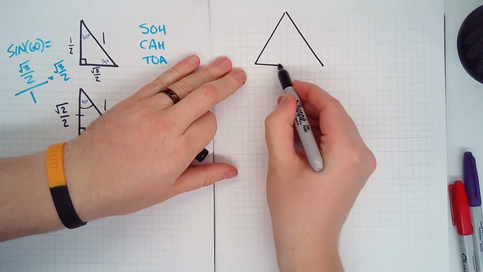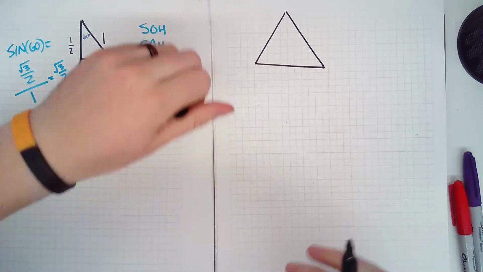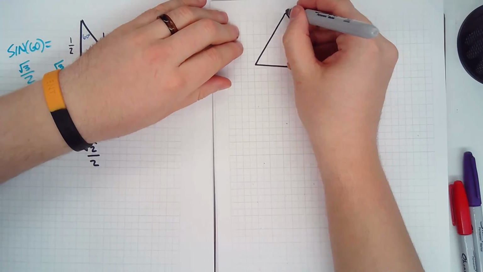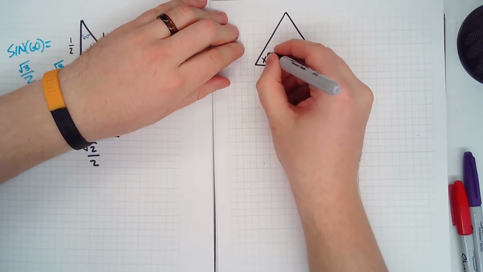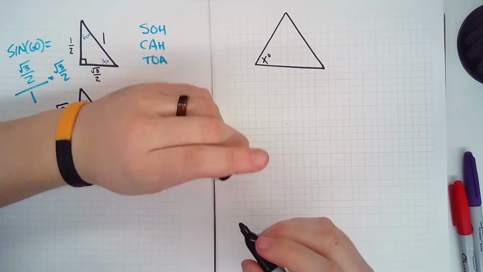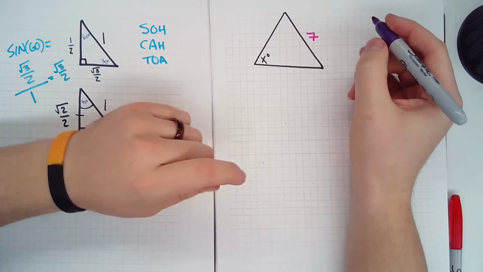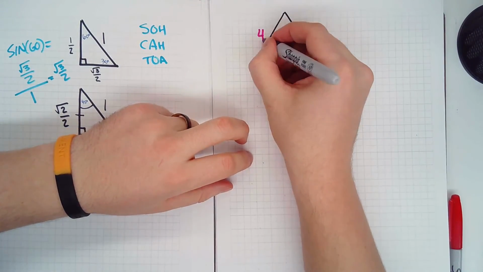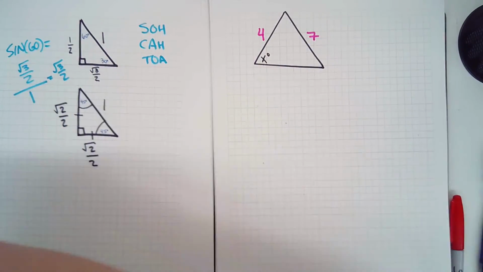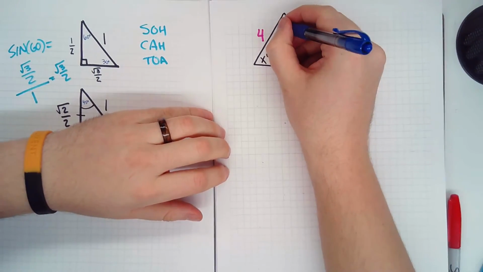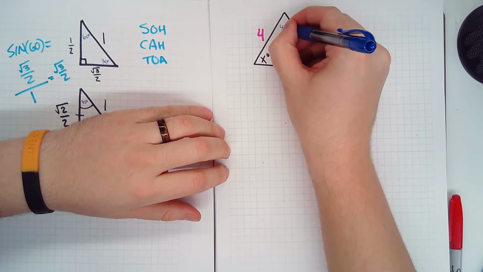And I will say that x is going to be here, and it is this angle measure, so x degrees. And maybe this side is 7, and perhaps this side is 4. And they give me that this angle up here is, I don't know, how about 45? So they give me that angle is 45.